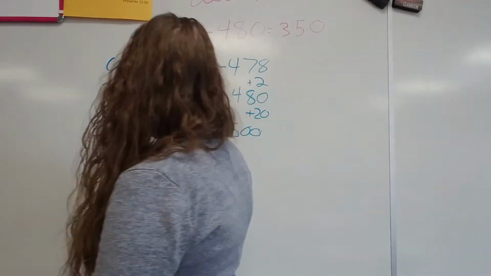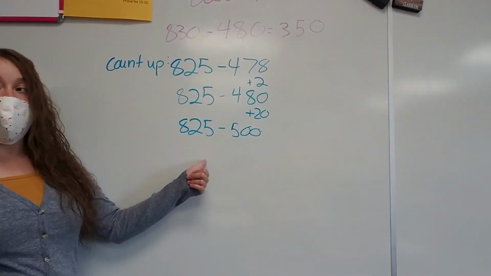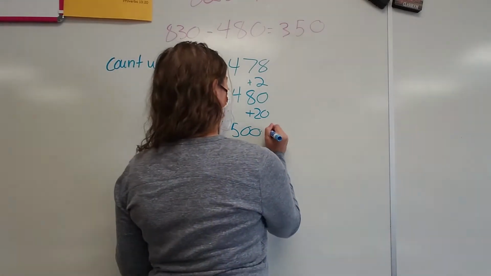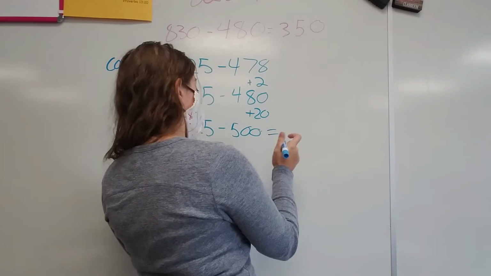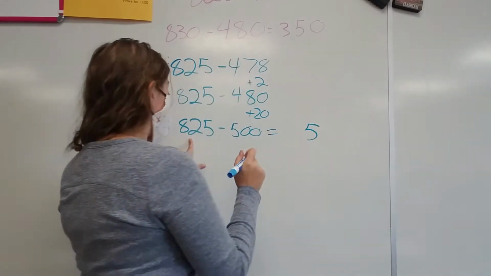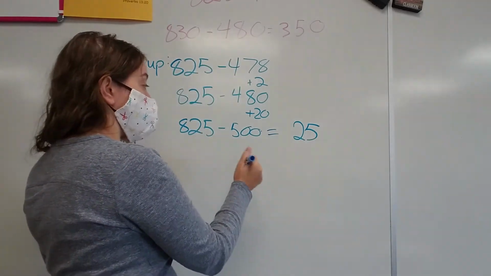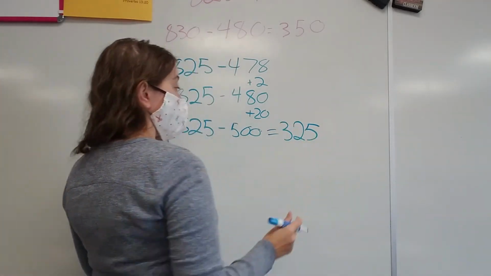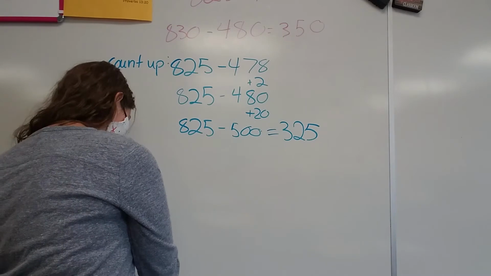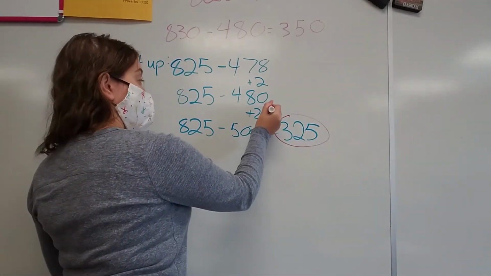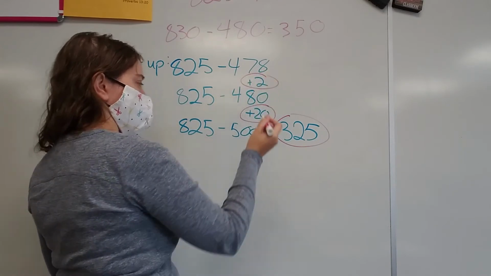Okay, so now how far away are we from this? So we have 5 minus 0, which is 5. 2 minus 0 is 2, and 8 minus 5 is 3. But now I need to add up my total and my add ups, or my count ups.